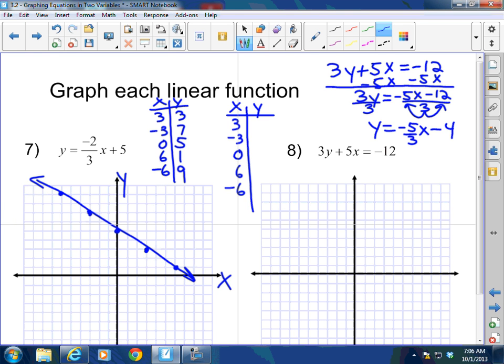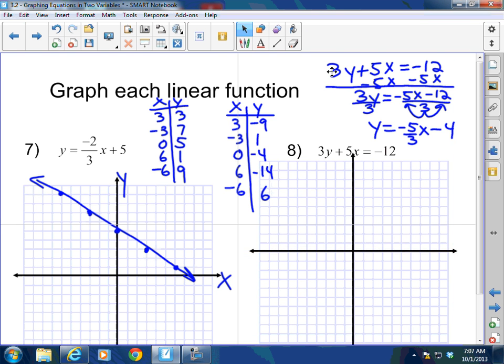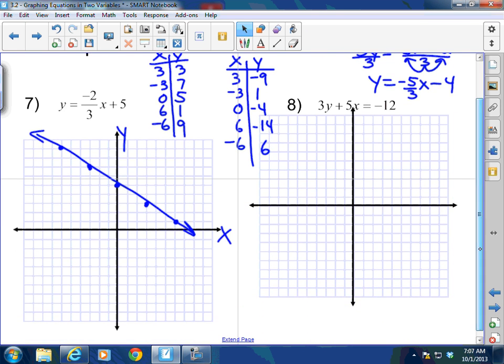When x is 3, you got negative 5 minus 4, which is negative 9. When x is negative 3, you got 5 minus 4, which is 1. When x is 0, y is negative 4. When x is 6, that's negative 30 divided by 3, negative 10, minus 4, that's negative 14. And when x is negative 6, you got 10 minus 4, so that's going to be 6. So 3, negative 9. Let me go ahead and move this up a little bit. Move you guys down so you can see what's going on.